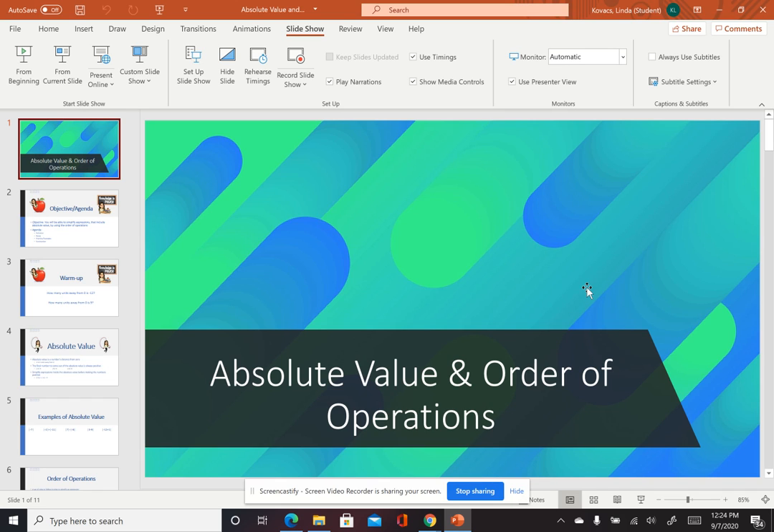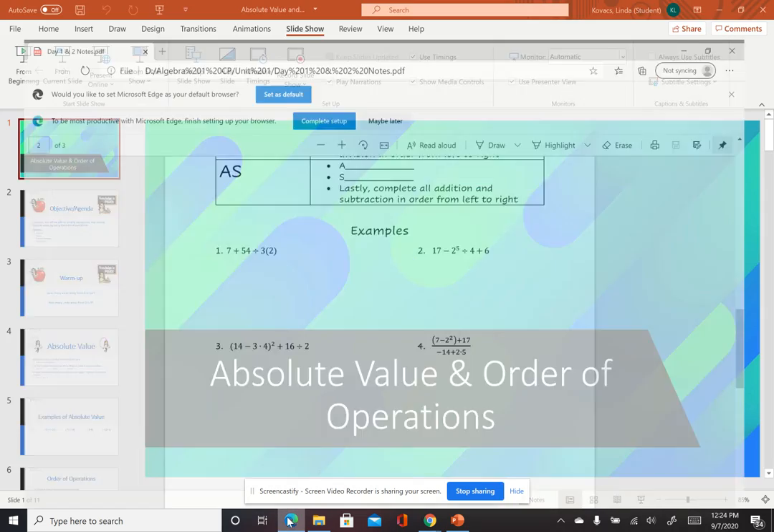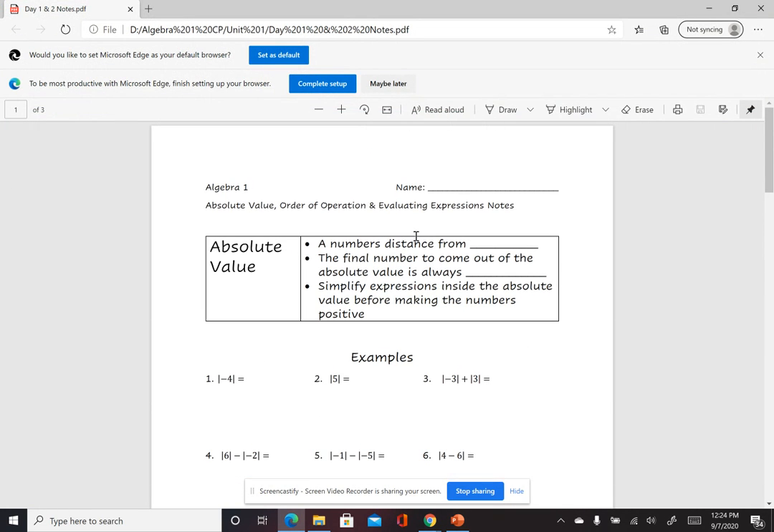Hello, so today we are going to start with absolute value and order of operations. Some of this might be new to you and some might be a review. So it's important that you take notes.